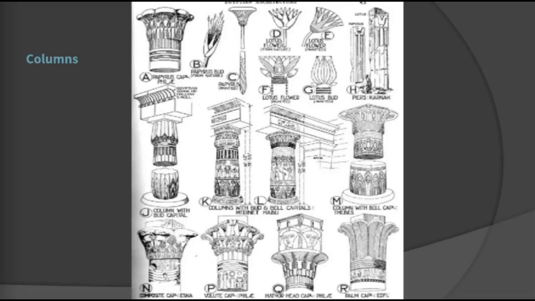And so its colors are white. It's got lotus and lily and the vulture. The Lower Kingdom in the north specifically has the red color, papyrus as its vegetation symbol, and the cobra.